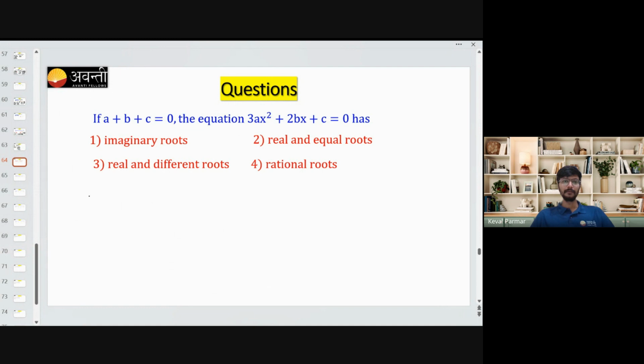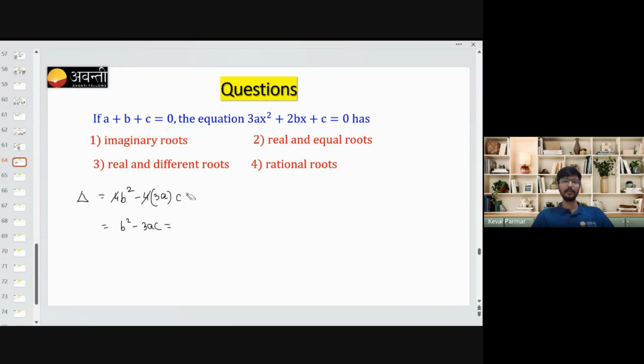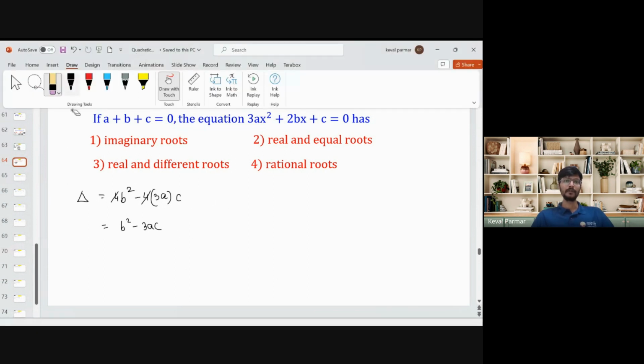B square minus 4 into A into C equals to 0. 4 and 4 we get cancelled. So we get B square minus 3AC, sorry, not equals to 0. Why am I writing equals to 0? We don't know what it is, right?